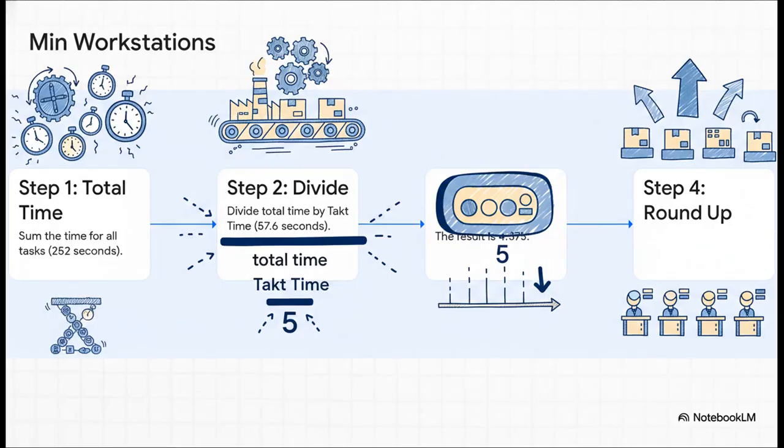Okay, so if that's our speed limit, how many workstations do we actually need? Well, first we add up the total time for all of our individual tasks, all the little pieces of work. In this case, it comes out to 252 seconds. Then we divide that total work time by our takt time of 57.6 seconds. The result? 4.375. Now, obviously, you can't have a fraction of a workstation, so we always round up. That means our theoretical minimum, our perfect world target, is 5 stations.